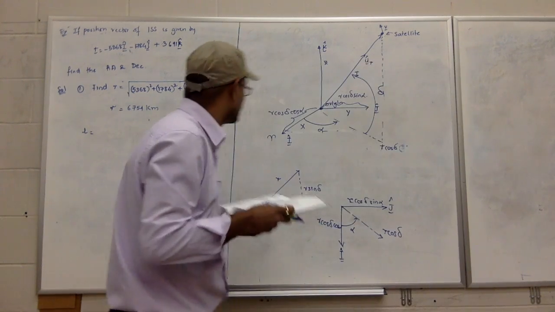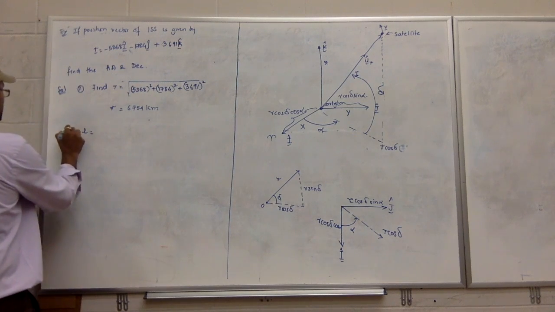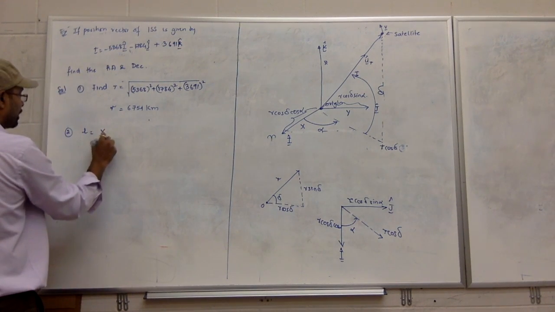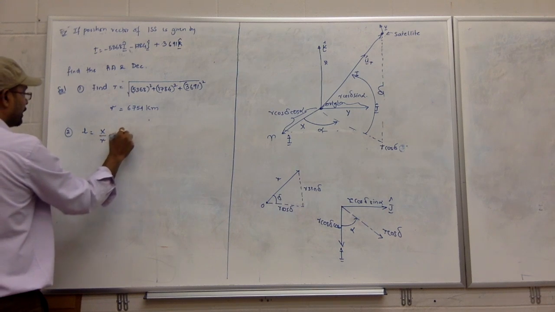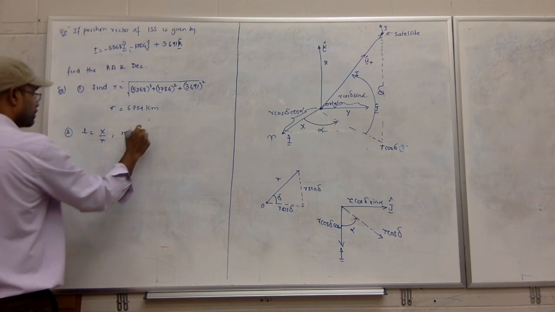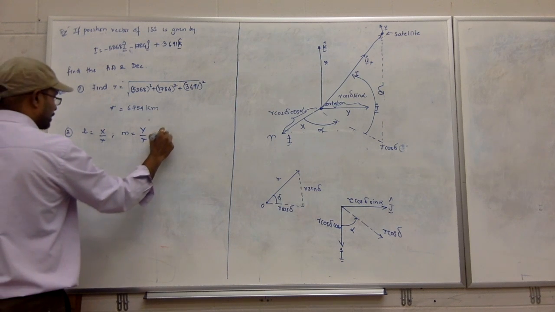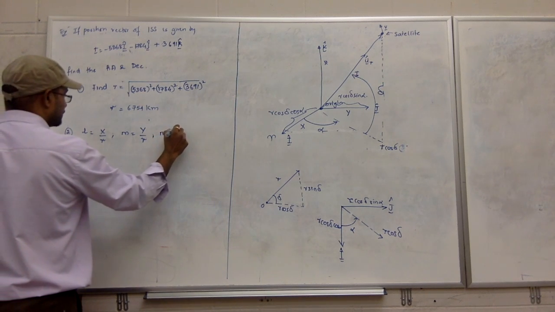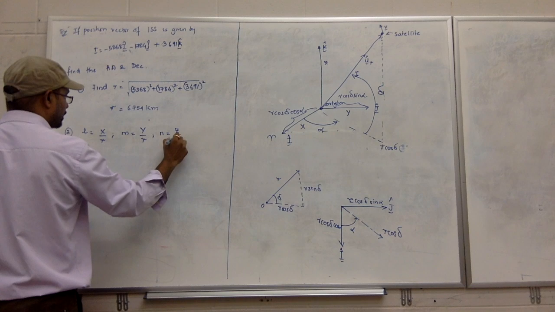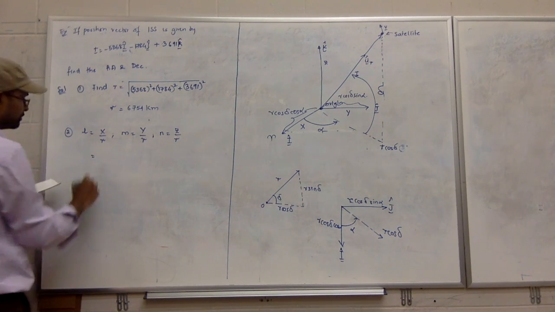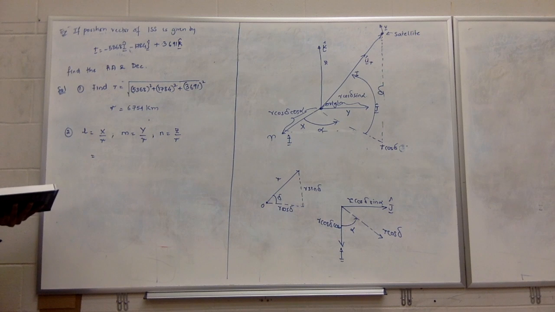So I'll give you this formula. The second step is L is X over R. M is Y over R. And N is Z over R. So what is this?